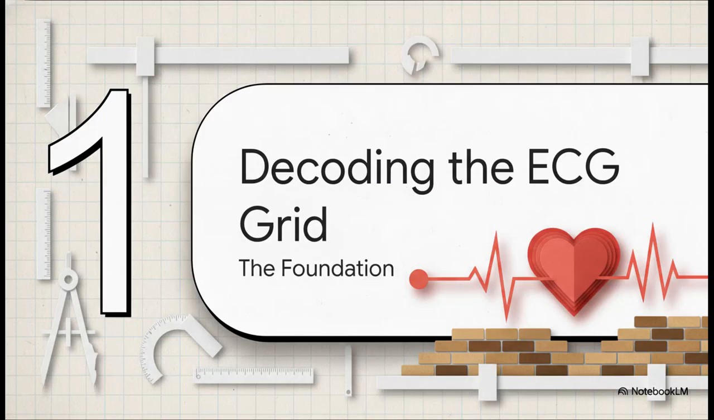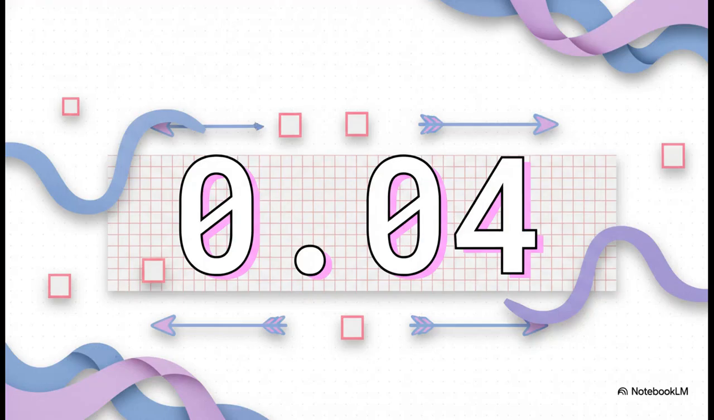All right, part one, decoding the ECG grid, the foundation of the blueprint. To build our structure, we obviously need to lay down a solid foundation first. Before we can even look at a single waveform, we've got to establish the basic ground rules of the grid paper itself. It's basically the canvas for our blueprint. Now, the first rule of the grid is time. On an ECG, time always runs horizontally, from left to right.